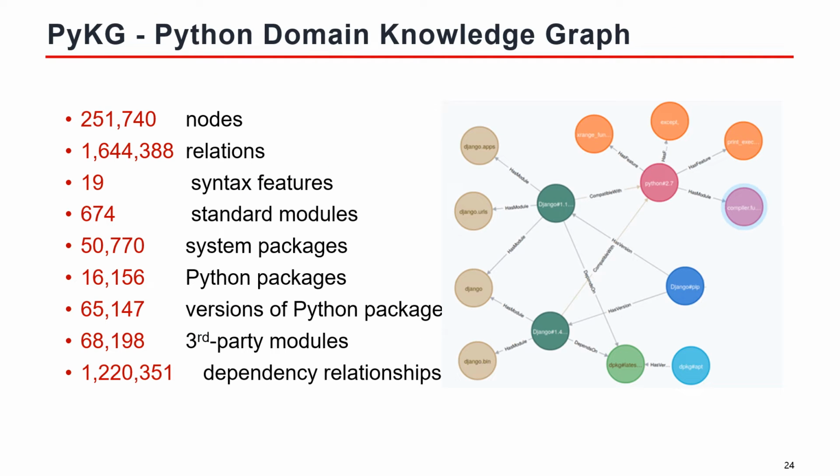Finally, we analyze over 10,000 third-party packages and 6 versions of the Python interpreter and construct a knowledge graph containing hundreds of thousands of entities and millions of relations.